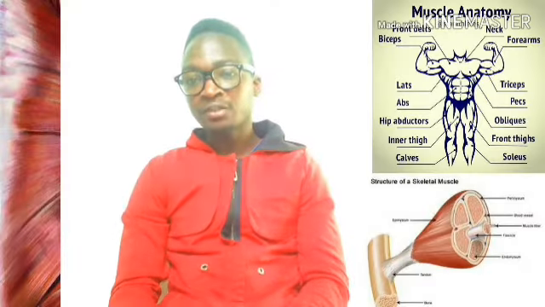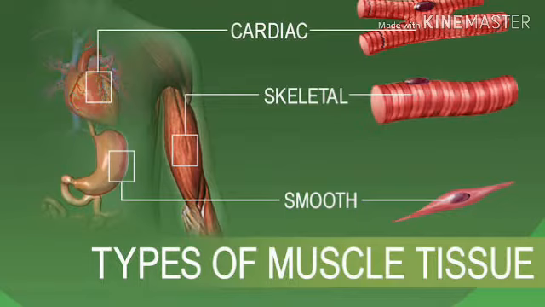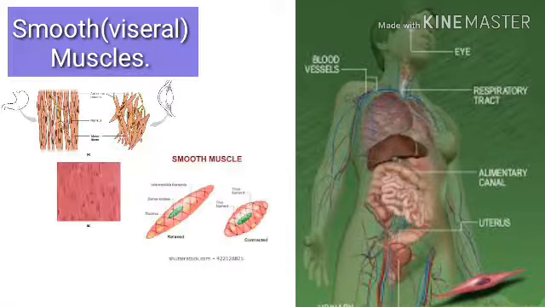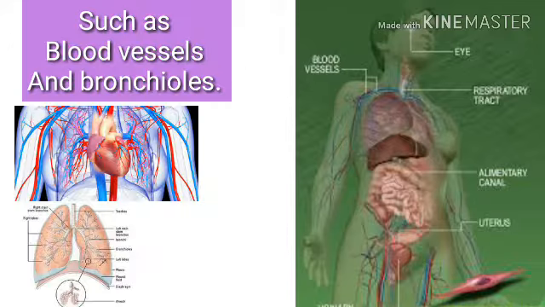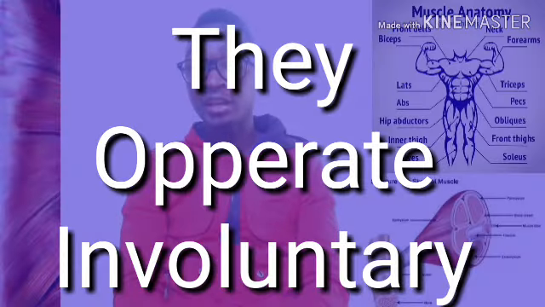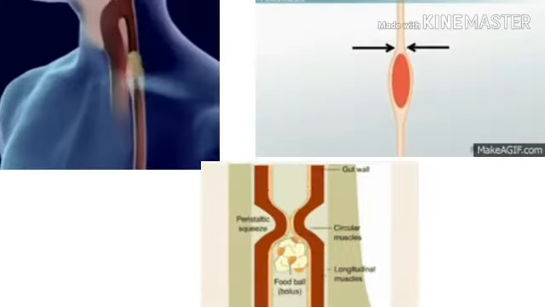Types of muscles. There are three types of muscles in the body. Smooth visceral muscles make up walls of hollow organs and walls of ducts, such as the blood vessels and bronchioles. These muscles operate involuntarily and they are responsible for peristalsis, the wave-like movements that propel materials through the system.